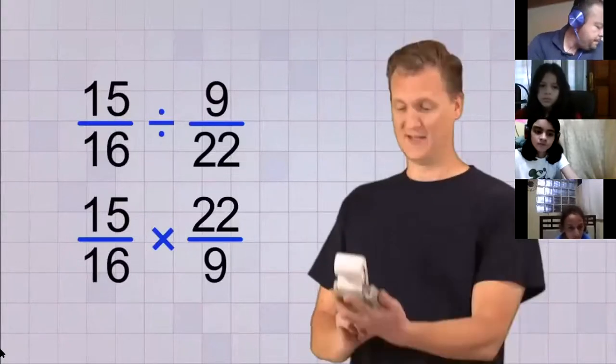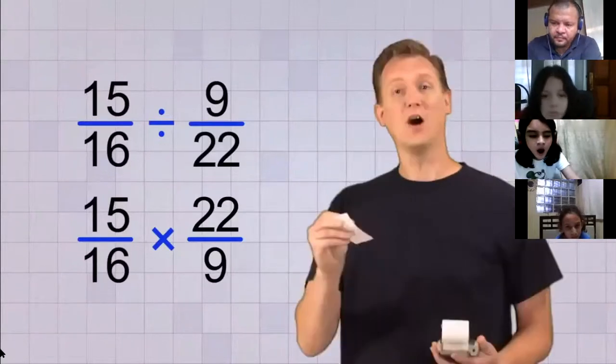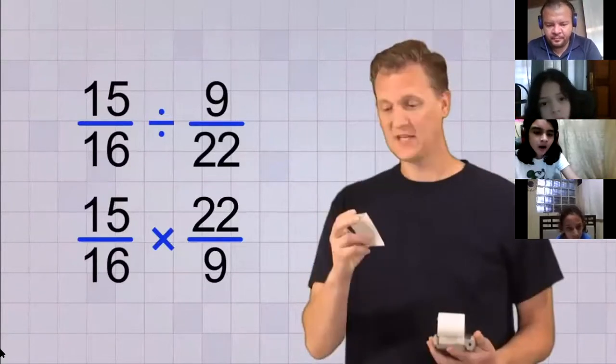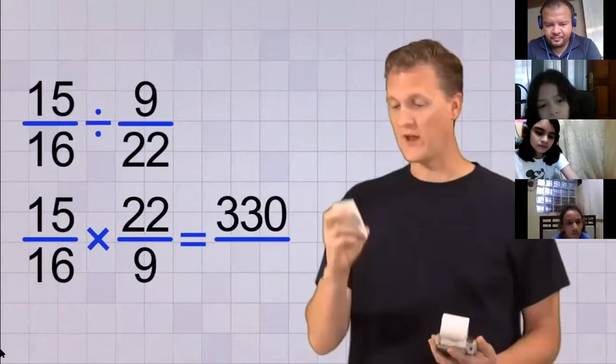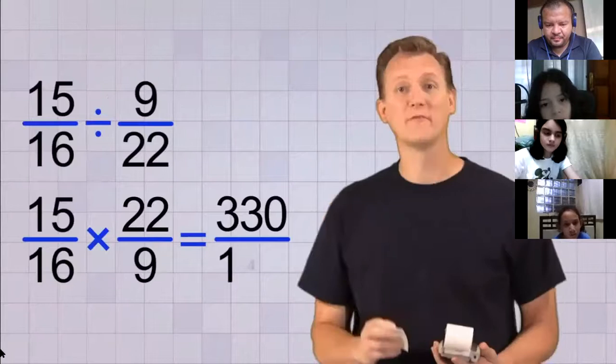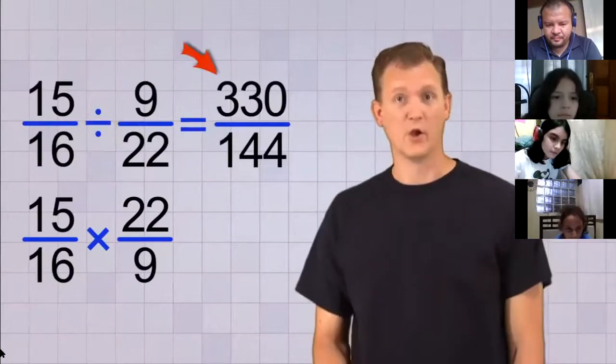Let's see here. On the top, we have 15 times 22 equals 330. And on the bottom, we have 16 times 9 equals 144. So the answer to our division problem is 330 over 144.